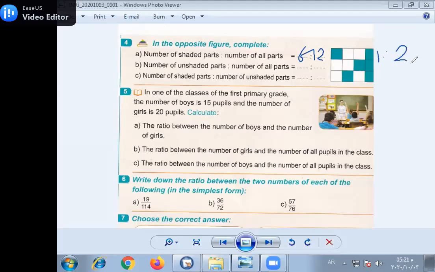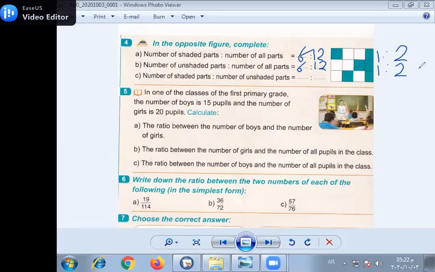Marteros, it's your turn now. Please go ahead and answer number B: number of unshaded parts to the number of all parts. Yes. Again, it will be 6 to 12, and the simplest form is 1 to 2. Thank you, guys. You are very, very smart pupils. Number C.